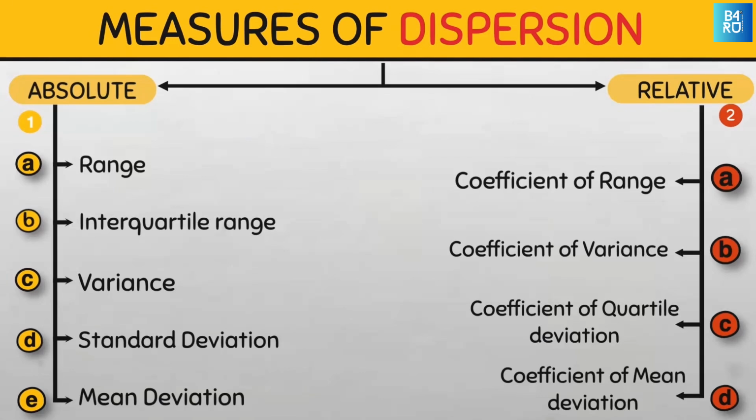and the research question. So in summary, absolute measures give us the actual spread in the original units of the data, whilst the relative measures allow us to compare dispersion across different data sets by removing their units. Understanding both types helps us to analyze data more effectively, whether we're working with raw numbers or we're comparing different groups. This is a super quick overview of the measures of dispersion.